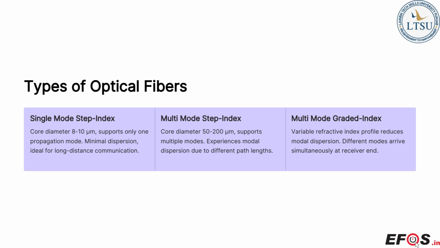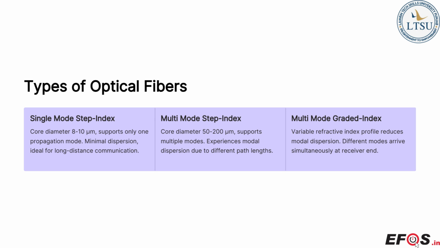Optical fibers are categorized into three main types. 1. Single mode step index. This fiber has a very small core diameter, 8 to 10 micrometers, and supports only one light propagation mode. Its key advantage is minimal dispersion, making it the ideal choice for long-distance, high-speed communication. 2. Multimode step index. With a larger core, 50 to 200 micrometers, this fiber supports multiple modes. The drawback is that the multiple light paths cause significant modal dispersion where the signal spreads out.